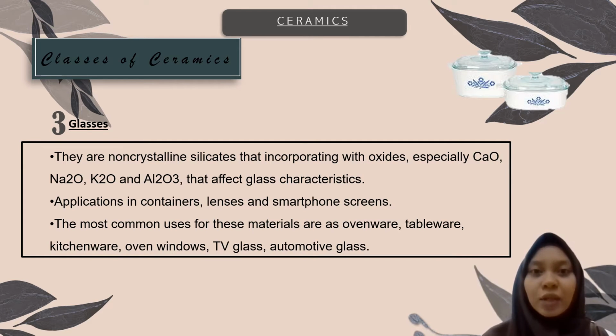By applying the appropriate high temperature heat treatment, the majority of inorganic glass can be transformed from non-crystalline to crystalline. The most common uses for these materials are tableware, kitchenware, oven windows, TV glass, and automotive glass.